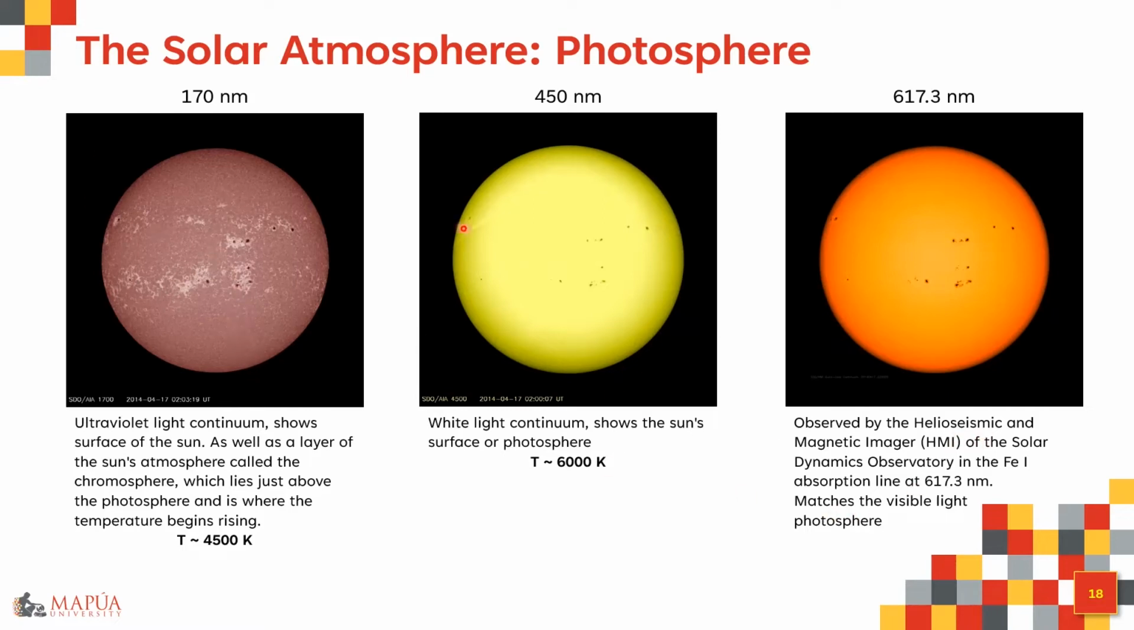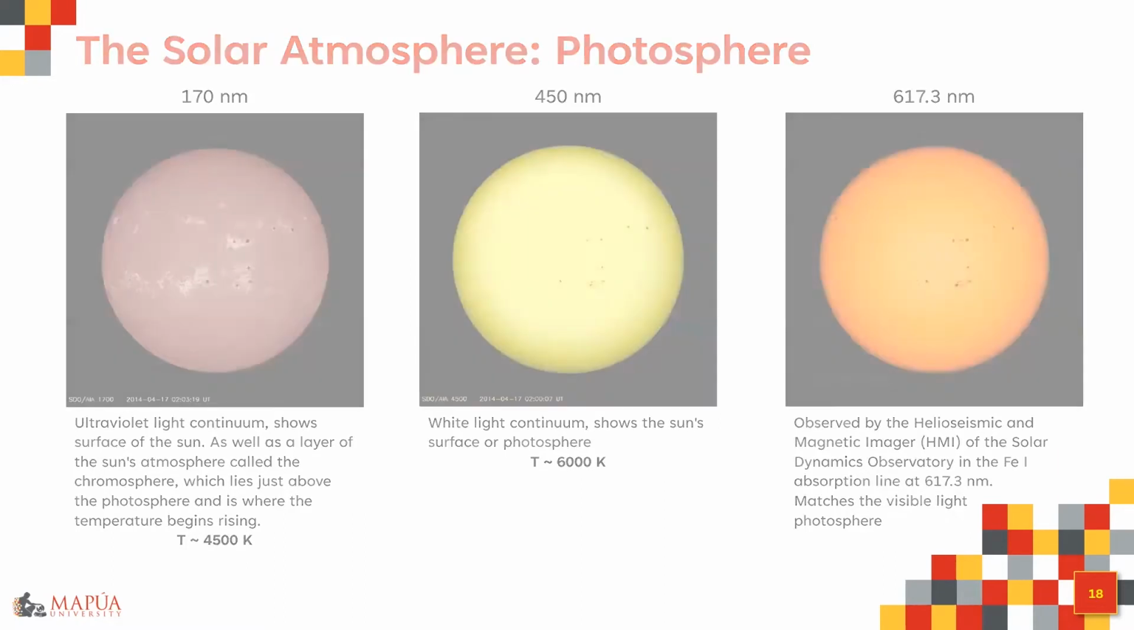If you compare this to the HMI imager of the Solar Dynamics Observatory, these three pictures correspond to or match one another. By the way, these are images of the sun at these wavelengths last April 17, 2014. So that's your photosphere. When you look at the photosphere, most of the things that you observe are your sunspots.